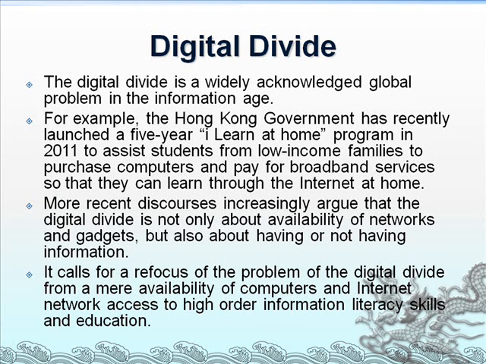The digital divide is a widely acknowledged global problem in the information age. For example, the Hong Kong government launched a 5-year program in 2011 called I Learn at Home to assist students from low-income families to purchase computers and pay for broadband services so that they can learn through the internet at home. However, the digital divide is not only about availability of networks and gadgets, but also about having or not having information. It calls for a refocus on information literacy skills and education.